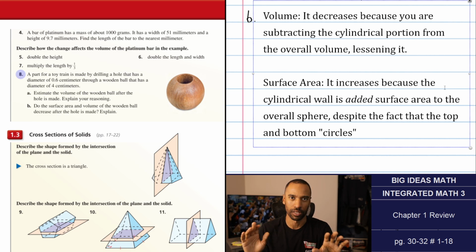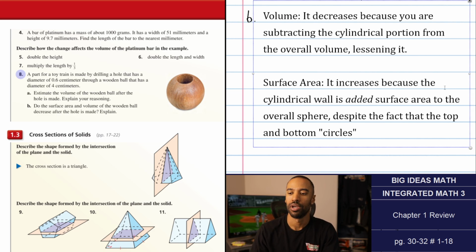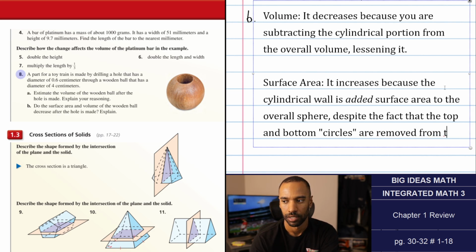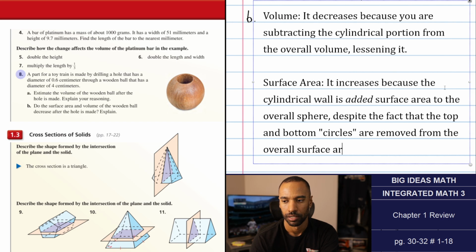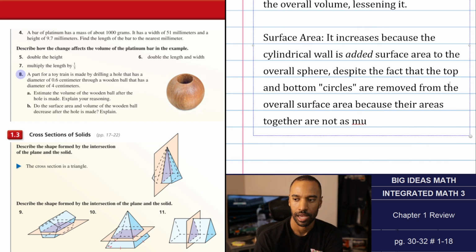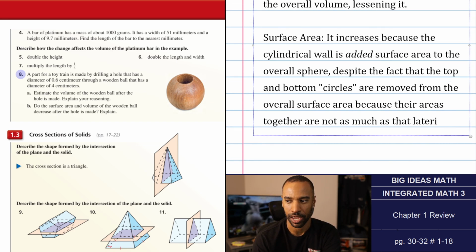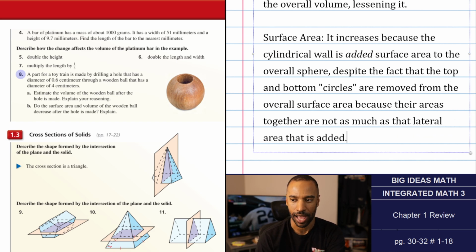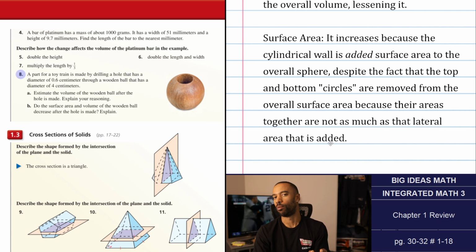It's going to be really a non-factor when it comes to comparing the two. The top and bottom circles are removed from the overall surface area because their areas together are not as much as that lateral area that is added. And I recognize the book never uses the phrase lateral area. I'm talking about the cylindrical wall portion of that.